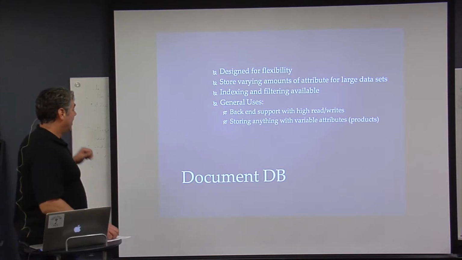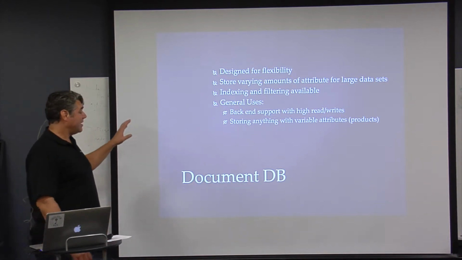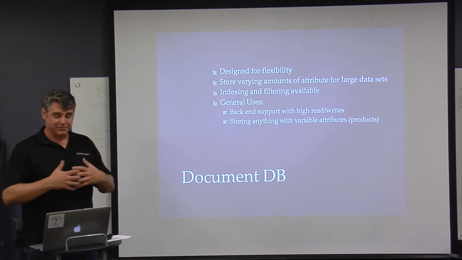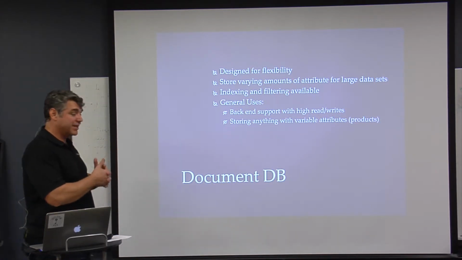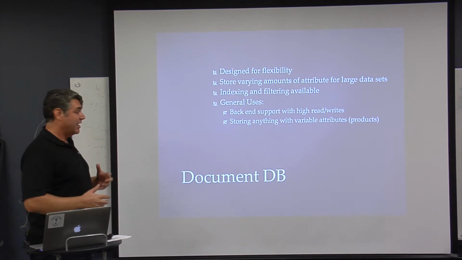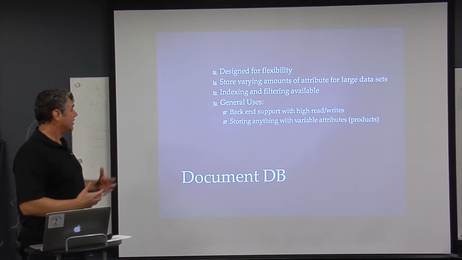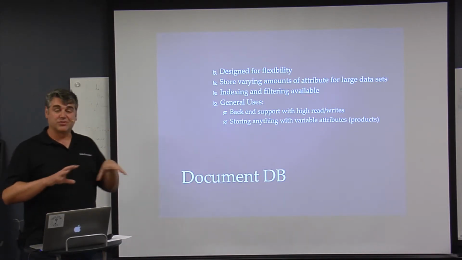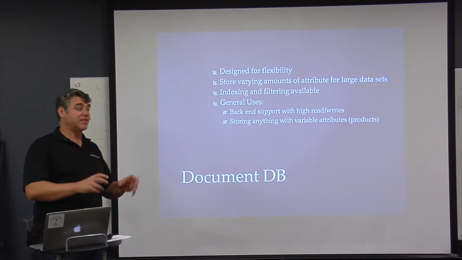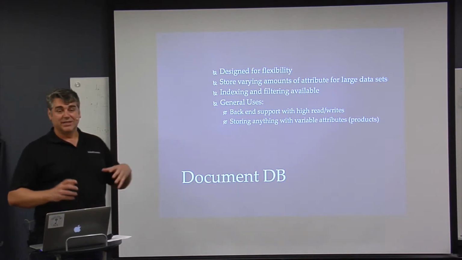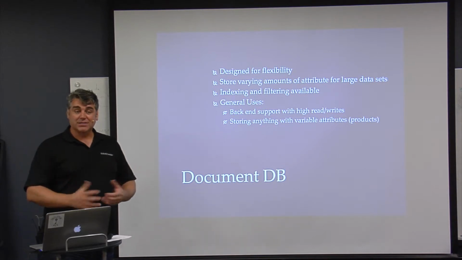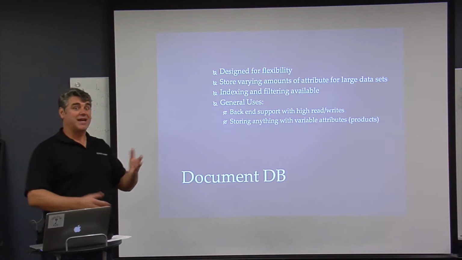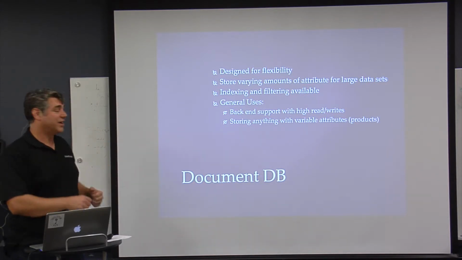Document databases. These are what's most popular right now. This is where you get the coming together of a relational database and NoSQL. These are designed for flexibility, and they store varying amounts of attributes for large data sets, and that's where you get the power here. If you're trying to log products, a DVD player is not going to have an ISBN number like a book. So you don't have to have an ISBN number column like you would in a relational database.